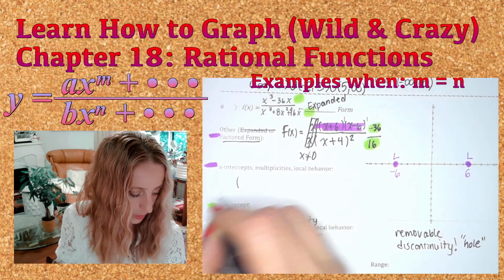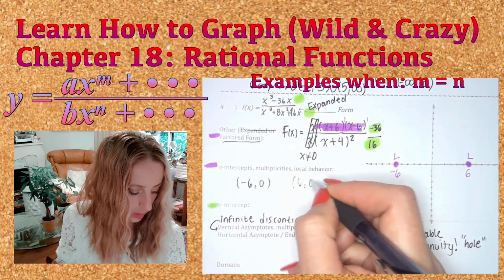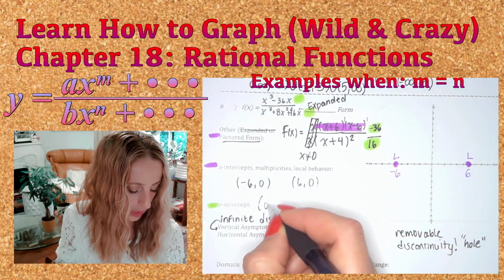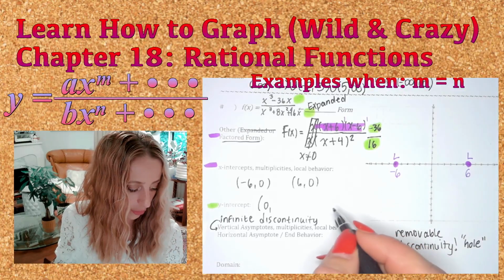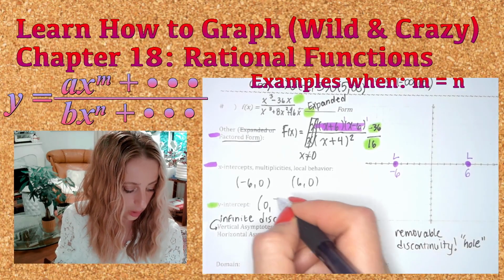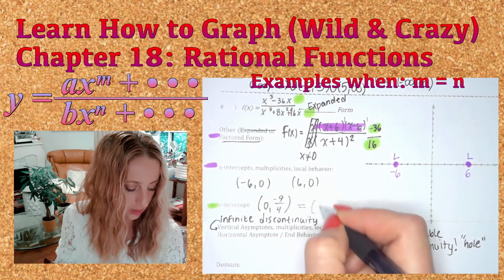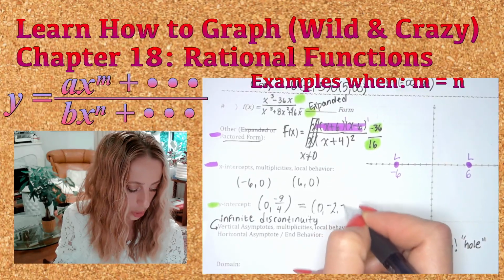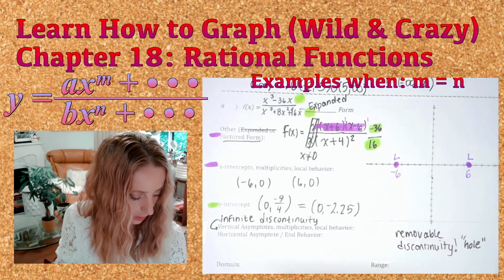Oh, x-intercepts I should have written as negative 6, 0, and 6, 0. So the y-intercept would be 0, comma, divide by 4, 9 over 4, negative 9 over 4. So that is 0, comma, negative 2.25. There.